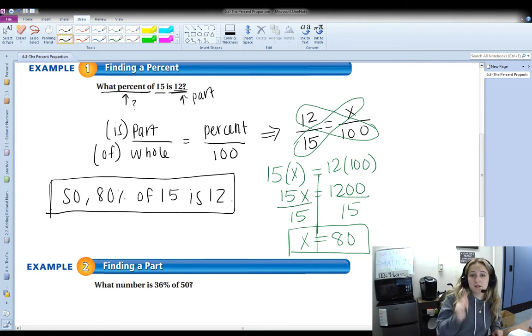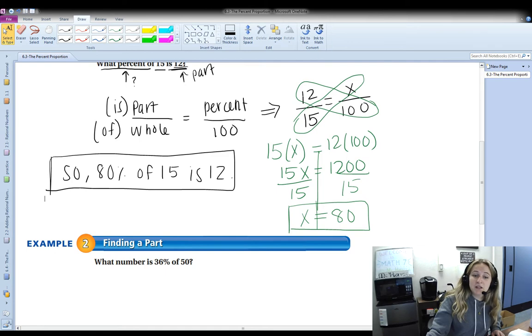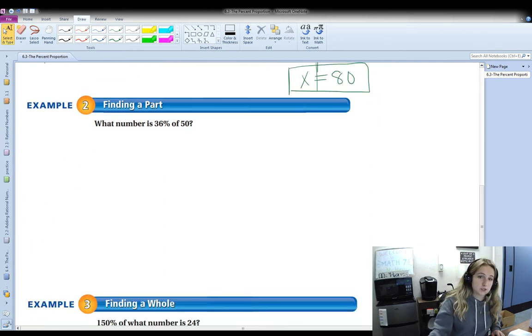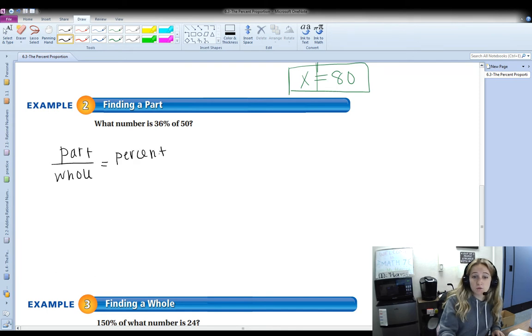Okay, that is example 1. Now let's go down to finding a part. So remember, again, it is part over whole equals percent over 100. So let's read the information and see what we're going to do.